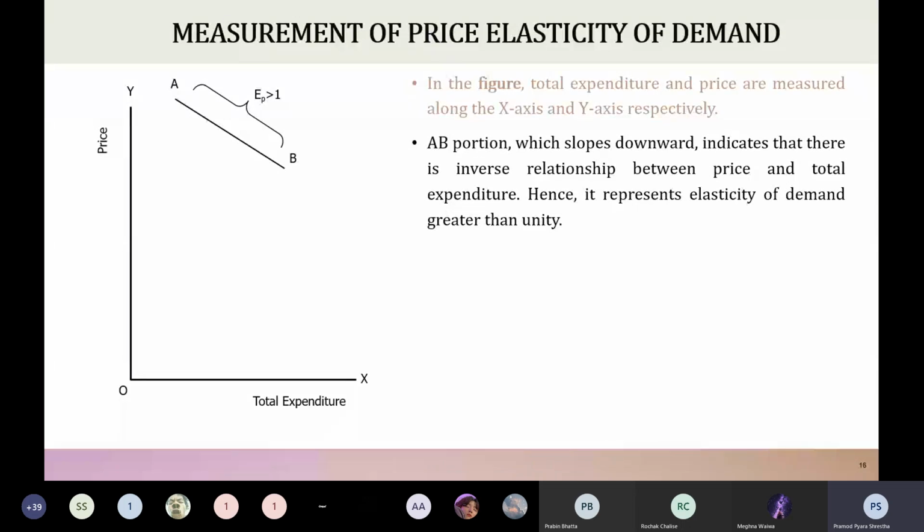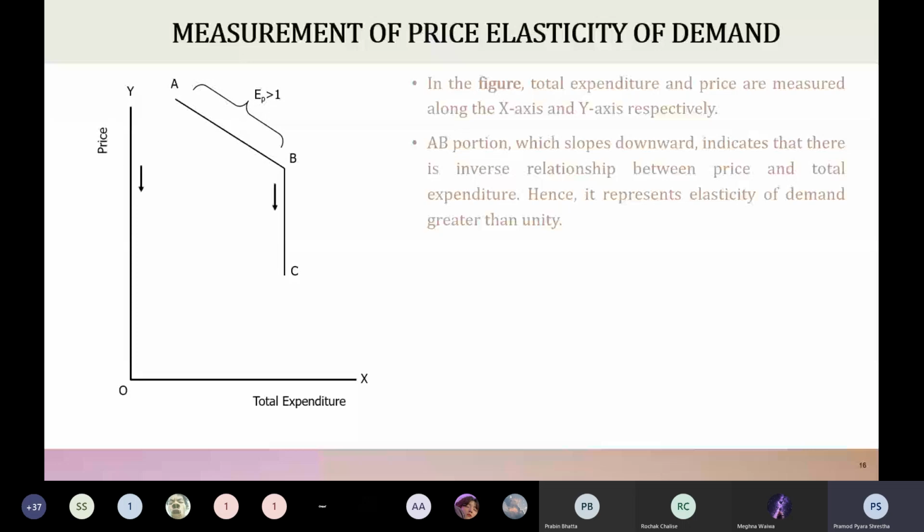Now the next one is the portion BC. Look at the diagram. BC is parallel to the y-axis, which indicates that price is falling. In the vertical axis, price is falling, but in the horizontal axis, total expenditure, there is no change, no movement. So total expenditure remains constant.